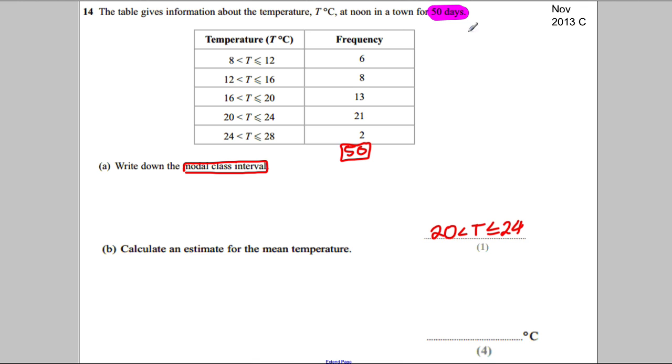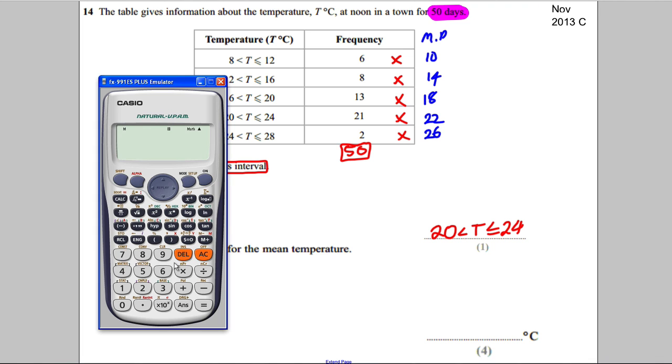So what we do, I'm going to do this super fast. We're going to do the midpoint, and halfway between 8 and 12 is 10, because that's 4 long, so it's 2 extra. Halfway between here is 14, halfway between here is 18, halfway between here is 22, and halfway between here is 26. Then we're going to multiply these numbers together.